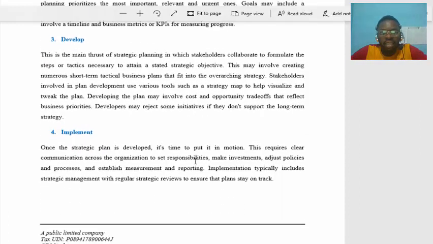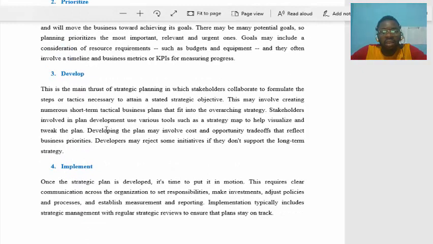The next aspect is the development phase. This is the main thrust of the strategic planning, which stakeholders collaborate to formulate the steps or tactics necessary to attain a strategic or a stated objective.